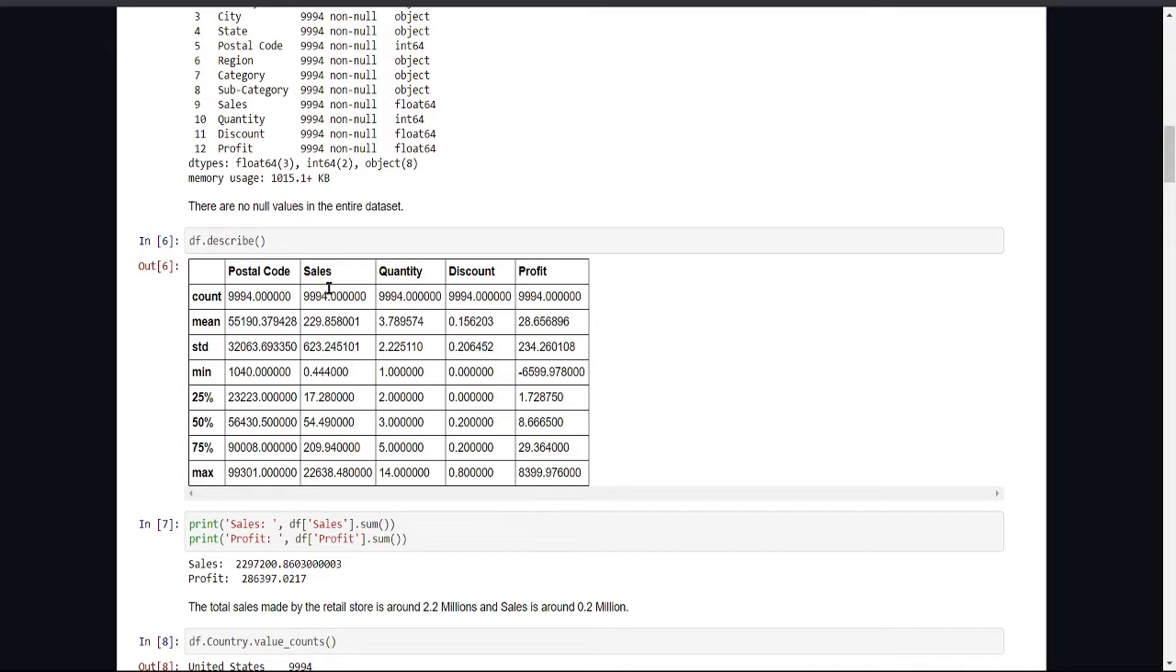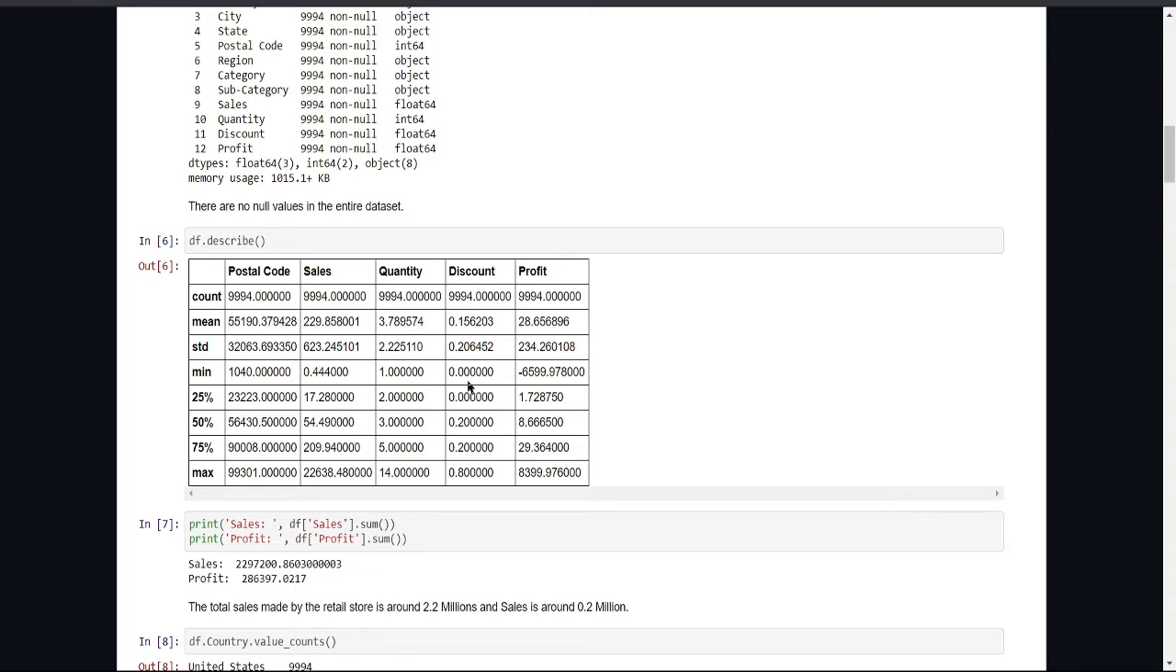Performing describe gets us various statistics of the numerical variables we have in our dataset. Here you can see that the mean sales of the dataset is about $229, the minimum being 0.44 and the maximum being 22,638. Same for the quantity. The minimum quantity sold was 1 and the maximum was about 14 items sold of the same product.